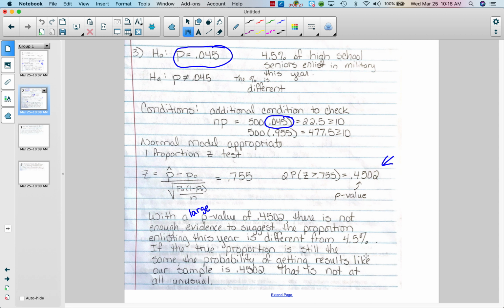If the true proportion is still the same, so if the null hypothesis is true, if the true proportion was still 0.045, then the probability of getting results like our sample is 0.4502. That is not at all unusual. So this is interpreting what a p-value means. You have to be really careful not to sound like you are accepting the null hypothesis. So nowhere in your conclusion should it say the proportion hasn't changed. You can just say we don't have enough evidence to state that it has changed.